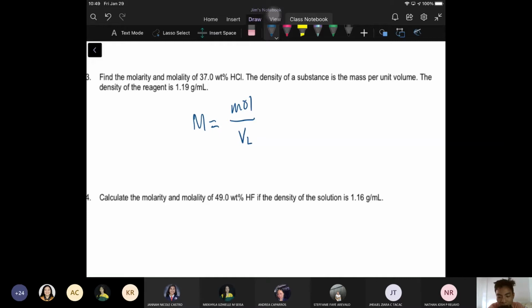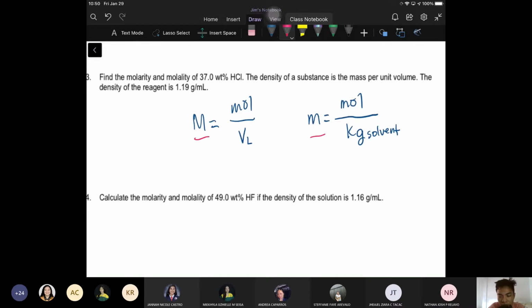Nabubulol din ako. Minsan nababasa ko yung morality, no? So, ang molality ay represented as small letter m. Naalala niyo pa ba yan? Okay. So, molarity, capital M, molality, small letter m. And the equation is similar. You have the moles of your substance in the numerator. However, in your denominator, instead of having the volume of solution in liters, what you have is yung kilograms of the solvent. Okay?